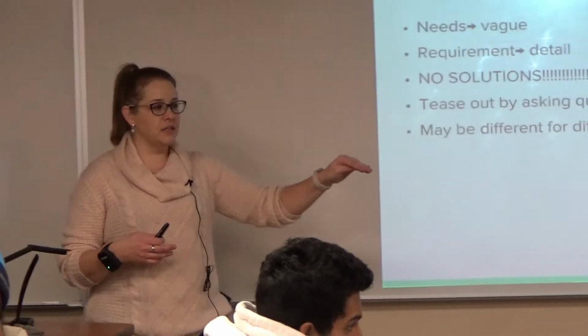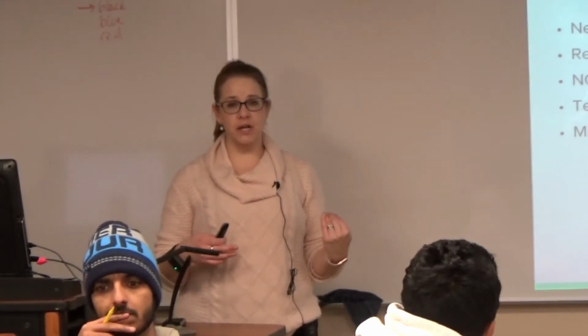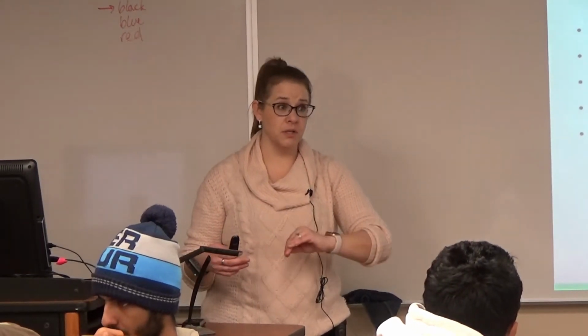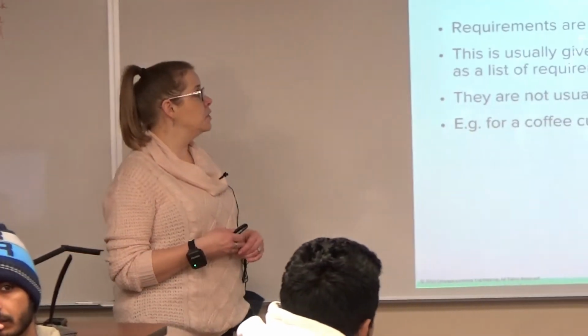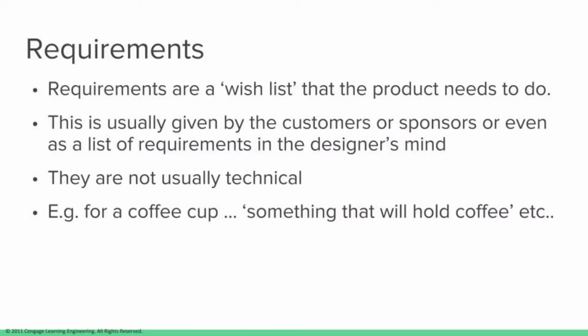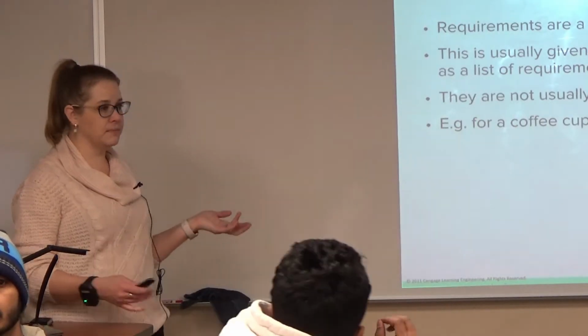And realize that you might have a whole table of needs and requirements for one customer and a whole other table for needs and requirements for a different customer. They may have completely different needs and requirements. Requirements are a wish list that the product needs to do, or your solution needs to fulfill. It's usually given by the customers or sponsors, even as a requirement in the designer's mind. They're not usually technical, so we have needs, requirements, and then we're going to develop those into specifications, which then are technical. So a coffee cup is something that will hold coffee. That would be a requirement because it's not technical.